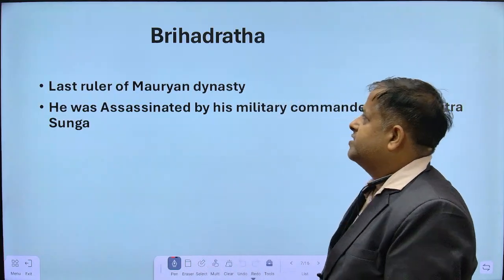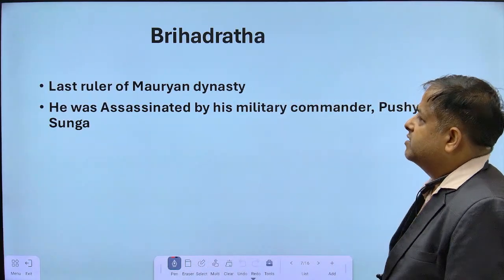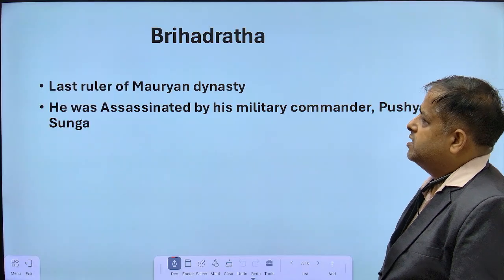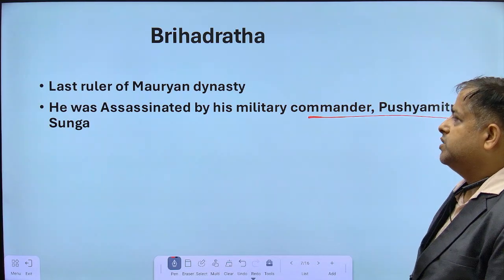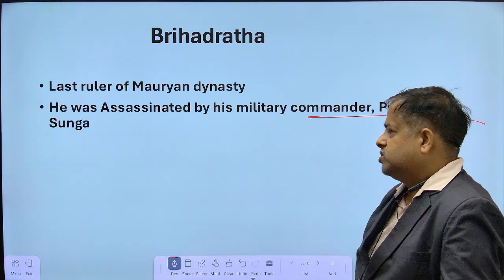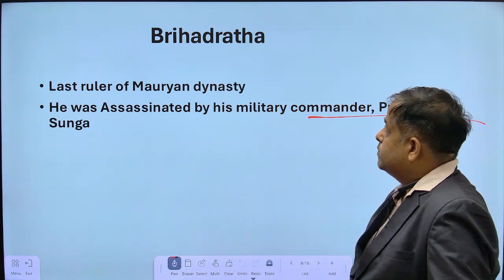And secondly, the weak successors arrived. Brihadratha was the last ruler of the Mauryan dynasty. He was assassinated by his military commander Pushyamitra Shunga, and a new dynasty, the Shunga dynasty, was established.